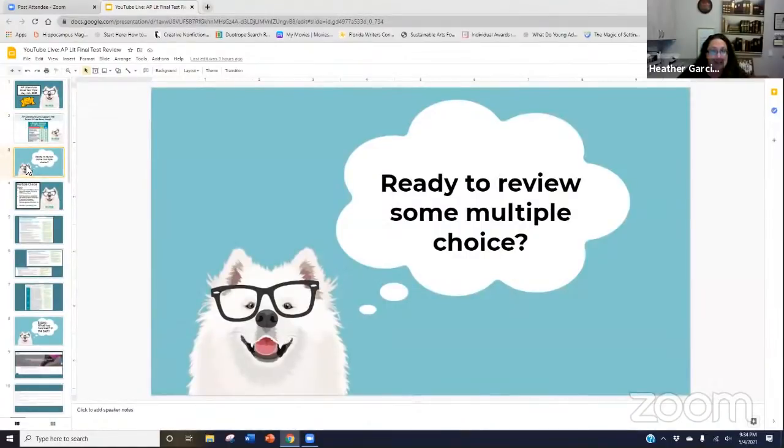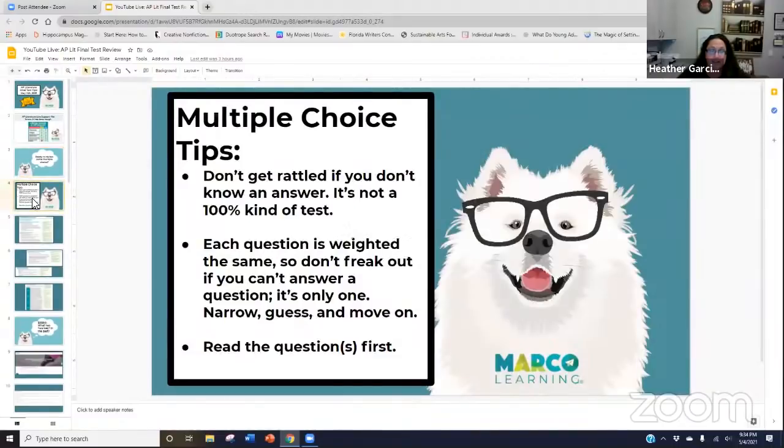But in the meantime, we're going to make sure that we are looking at some of our multiple choice skills. So this is one of the things that I think AP kids struggle with the most, is that this is not a 100% answer kind of test. This isn't sitting down to take a final exam with your teacher where you get 100% and it's a grade of 100% A.